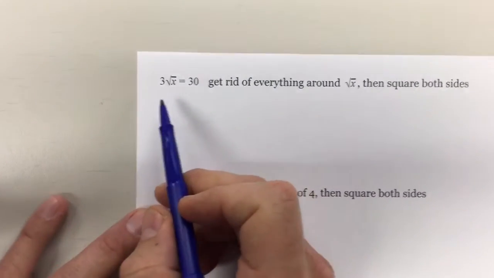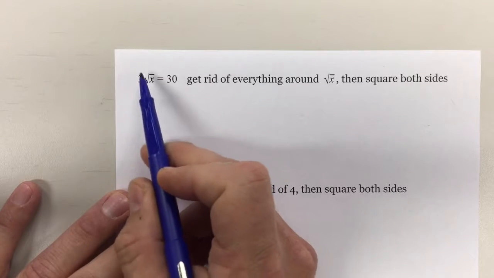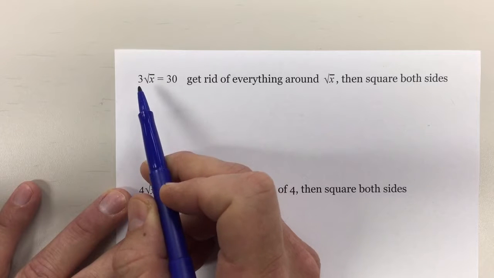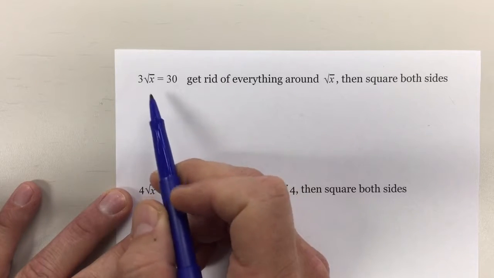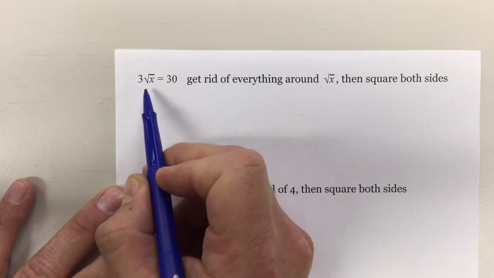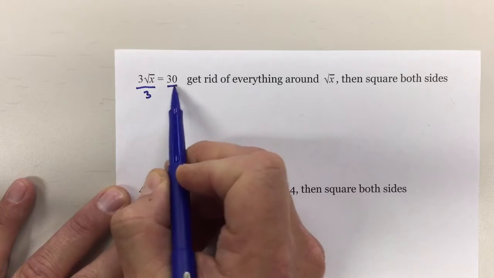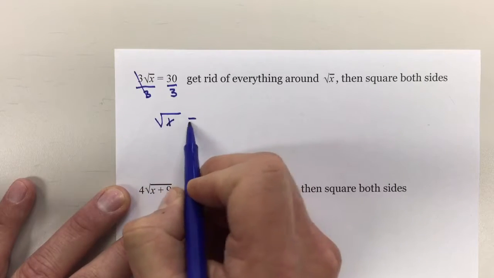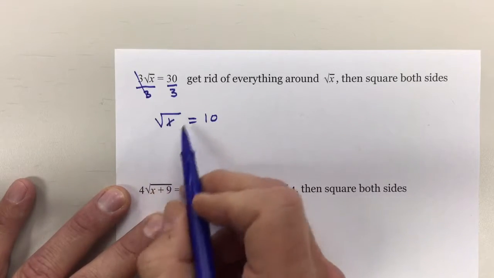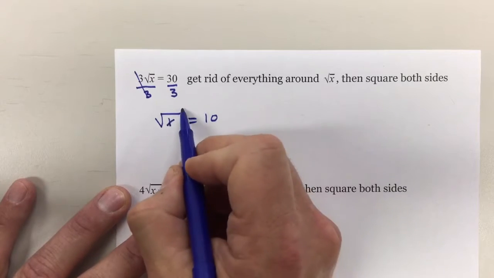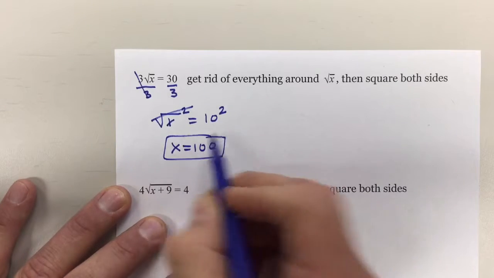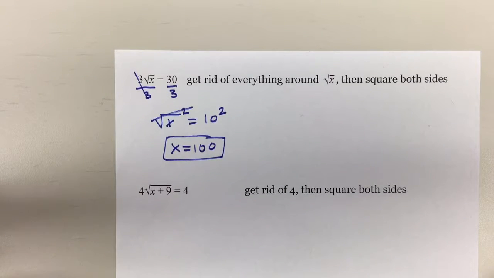Now, if there's more outside of the square root symbol, we need to get rid of that first before we can square both sides. So this is 3 times the square root of x, so I'm going to divide both sides by 3 first, which gets me the square root of x equals 10. And once I have just the square root left on this side of the equation, now I can square both sides. I get x is 100. So whatever's outside of the square root symbol, we need to get rid of that information first.